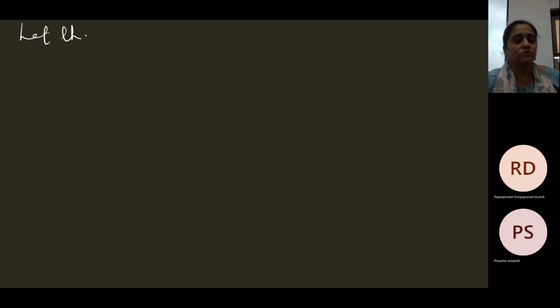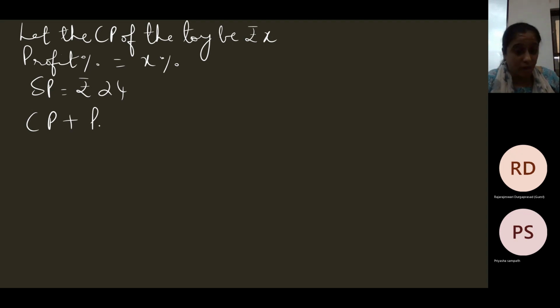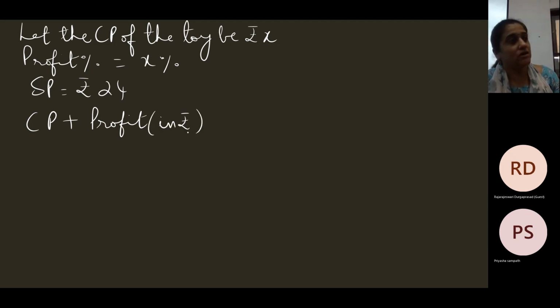So let the CP of the toy be rupees X, and the profit percentage or gain percentage is given to be X percent. And what is the selling price? Rupees 24. And what is the equation that connects all these three? CP in rupees plus profit in rupees, not profit as a percentage. CP is in rupees, profit is in rupees, is equal to the selling price in rupees.